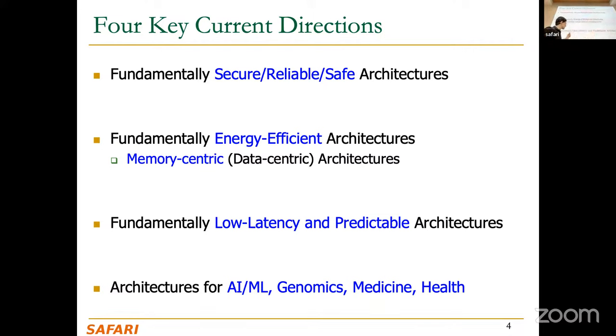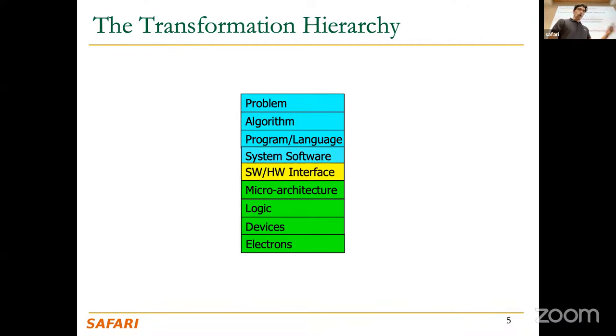Another important research direction in our group is specialized architectures for different domains. I was just talking about AI and machine learning, but we also work a lot on genomics, medicine, and health. Genomics will be an important part of this course as well. Another of our PhD students, Jan Firtina, works on genomics and bioinformatics, and he will probably deliver some good lectures about bioinformatics.